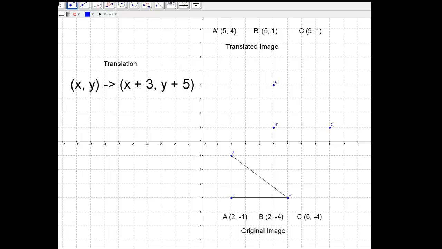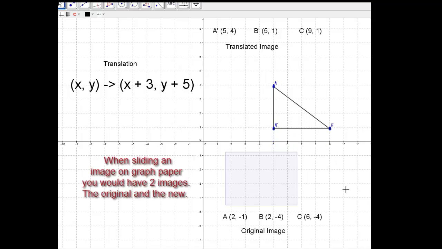This is an example in the graph. We have the x plus 3 and the y plus 5. And I have a triangle in quadrant 4, which I'm just going to highlight. And this translation or slide would look like moving to the right 3 units, up 5 to its new location. And as it points out there, when you are sliding this on a piece of graph paper, you would have the original image and the translated image. You would have two.